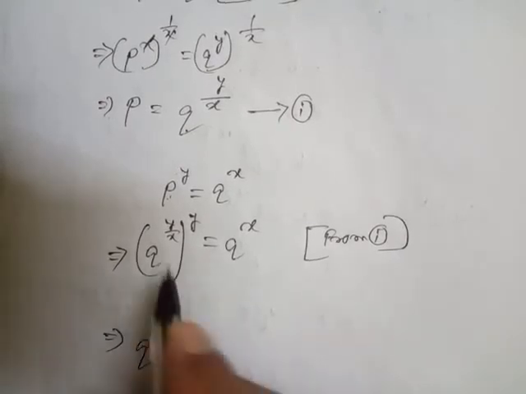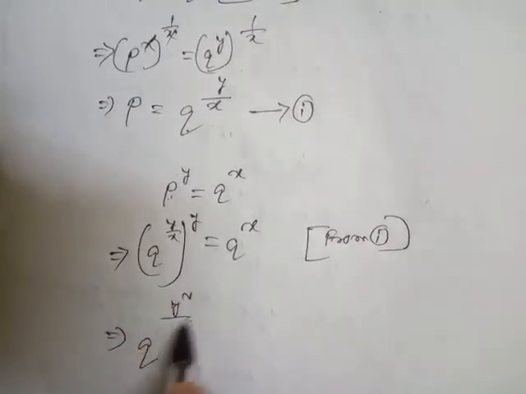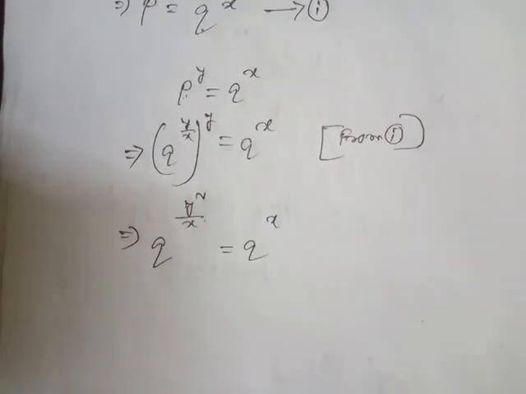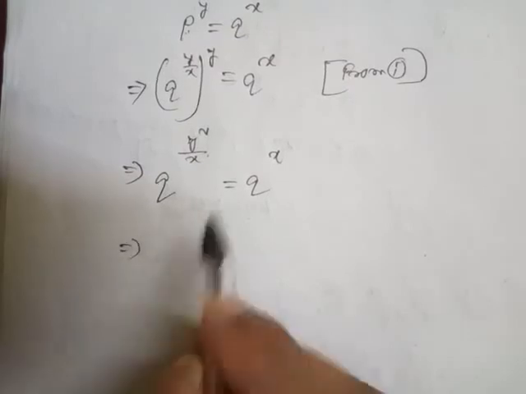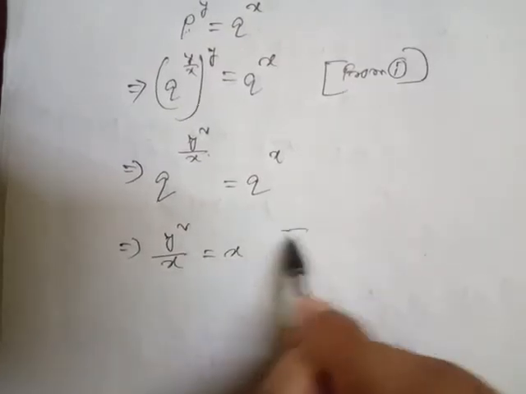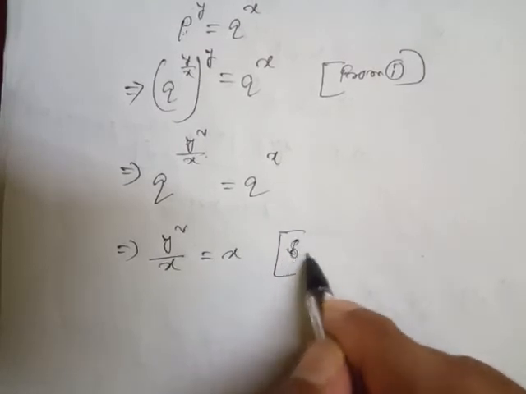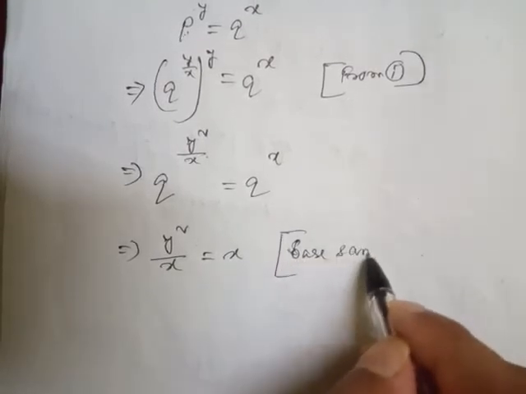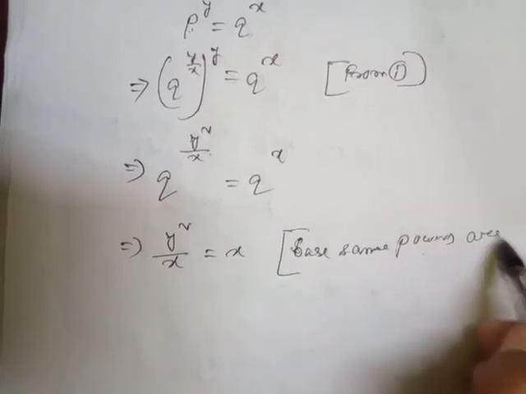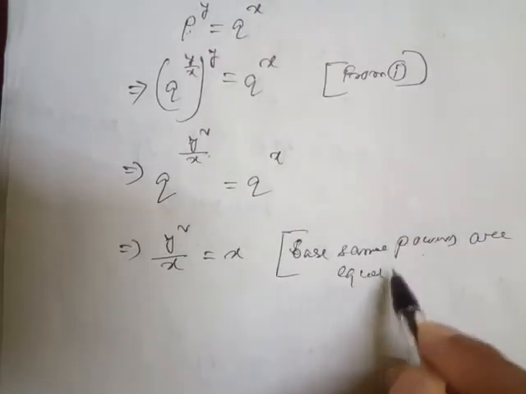So q, y into y means y square by x, and there is q to the power x only. Now base same, powers are equal, so here we can say that y square by x equal to x. Reason would be base same, powers are equal, base same, powers are equal.